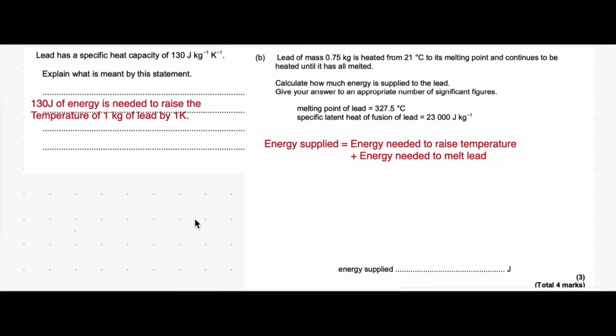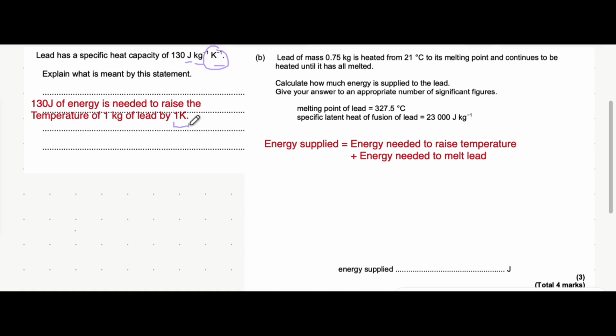Here's a typical exam question you can expect about specific heat capacity and specific latent heat. So first of all, if it tells you a specific value of what the specific heat capacity is, you can go on to define that using the units. So we know that it relates energy to mass and temperature, and you can say it's the fact that 130 joules of energy is needed to raise the temperature of 1 kilogram of lead by 1 Kelvin.